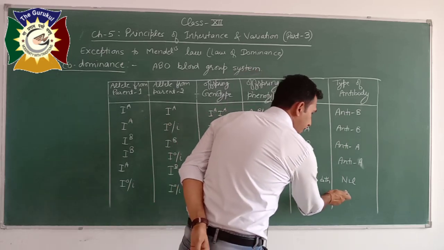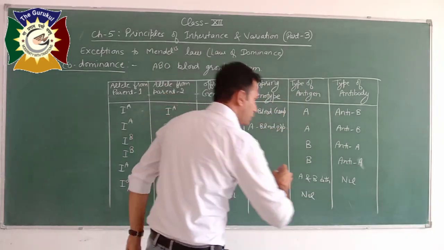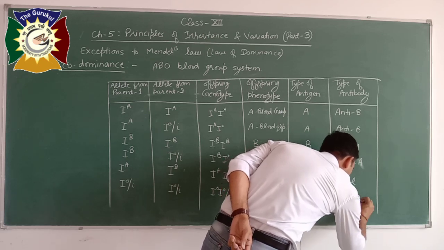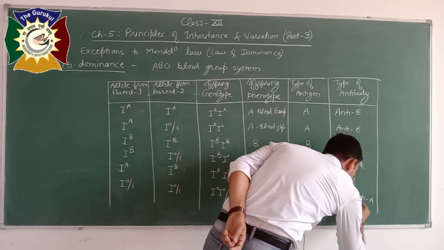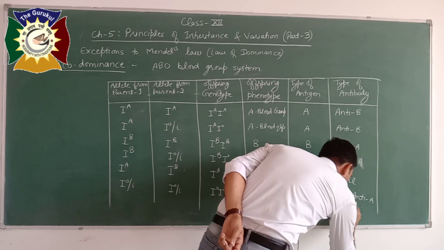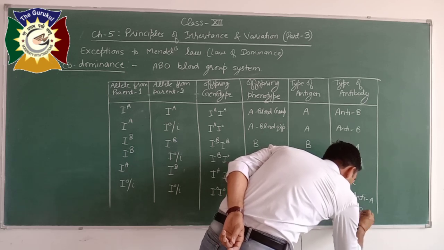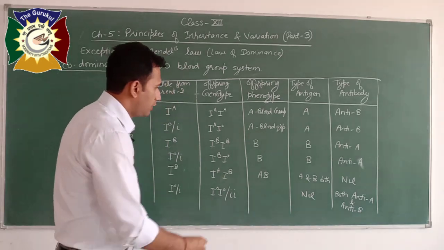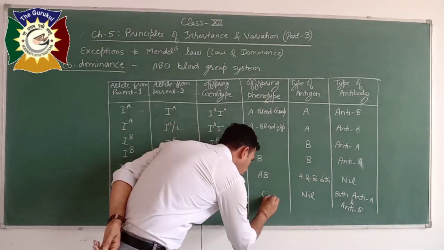But antibodies will be of both types. So both anti-A and anti-B. And what will be the phenotype? The phenotype will be O.